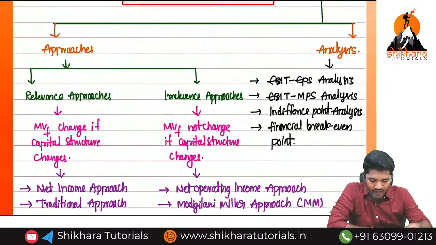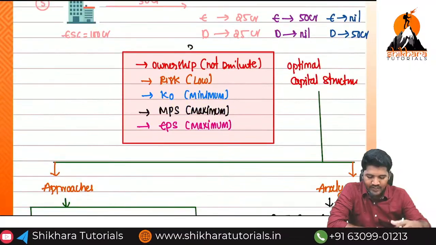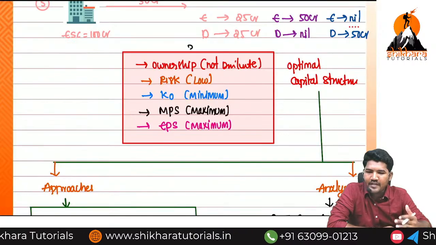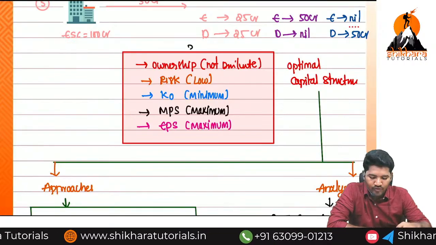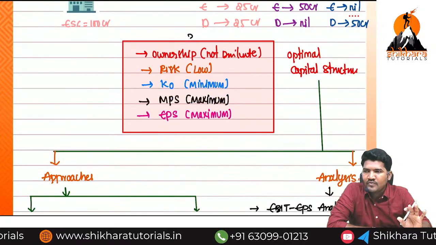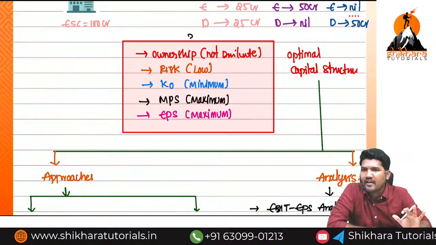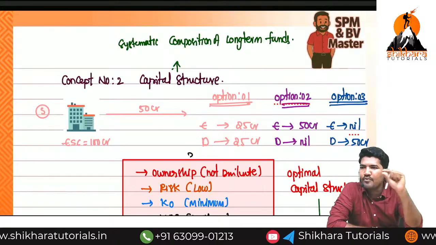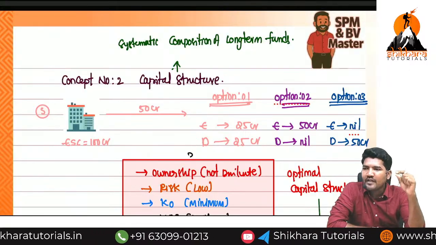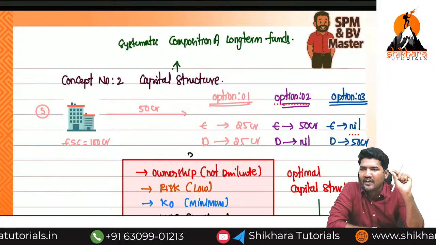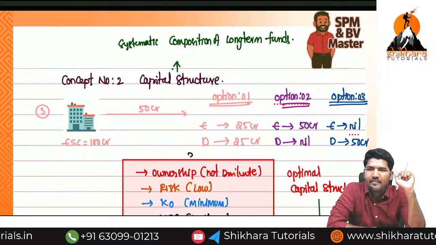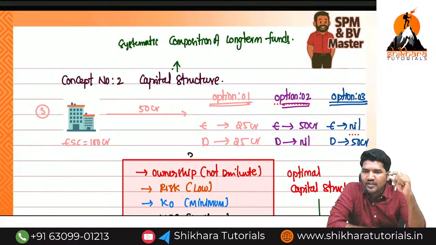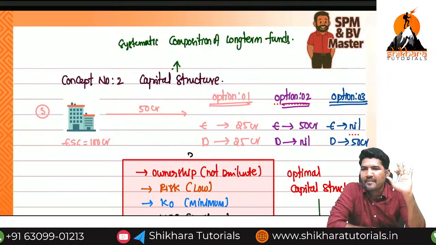Clear? So when it comes to the optimum, we have to check these parameters: ownership point of view, or risk point of view, or Ko point of view, or MPS point of view, or EPS point of view. If you follow any one, it is sufficient. If you follow the risk point of view, forget about the remaining. Out of the risk point of view, what are the options we have? What are the compositions or mixes you have? Out of that mix, which one gives less risk? That is called optimum. If you focus on the MPS point of view, out of all combinations, which combination gives the highest MPS? That is the optimal capital structure. Guys, clear?